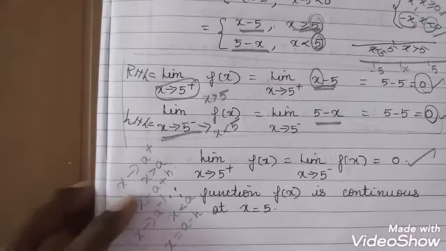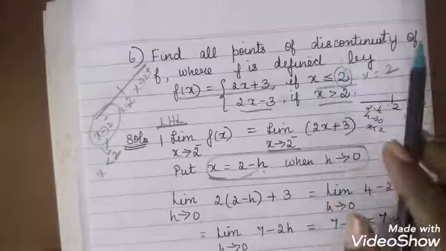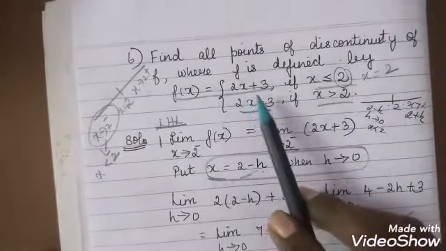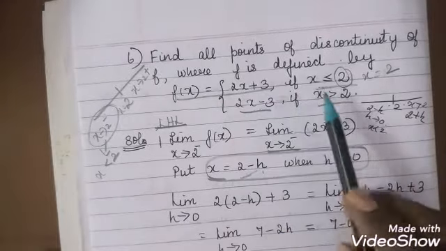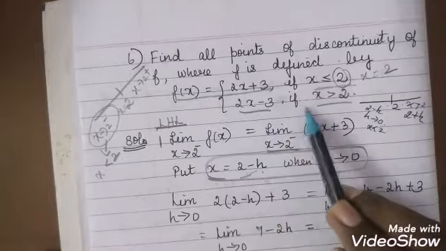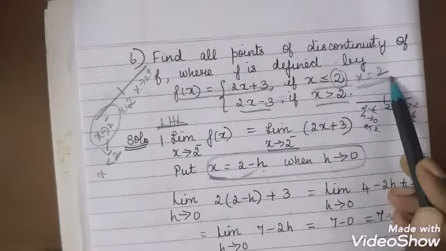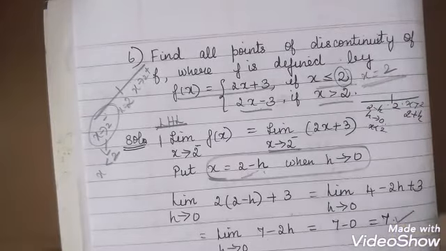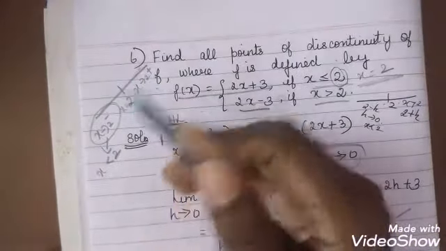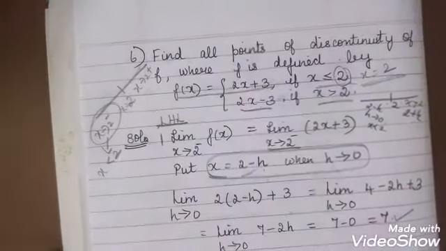You understood? The sixth question here: find all points of discontinuity of f, where f is defined by f of x equal to 2x plus 3 if x is less than or equal to 2, and 2x minus 3 if x is greater than 2. So at what point will you have to check the discontinuity here? At x equal to 2. So here, at x equal to 2, you will have to see from the left hand side and the right hand side whether the limit converges or not.